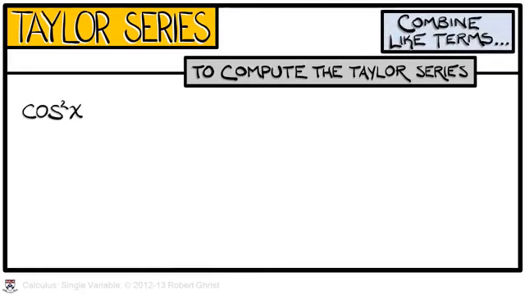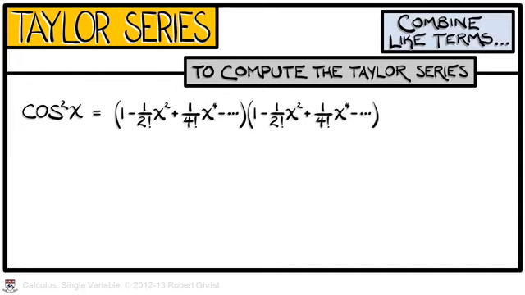There are other methods as well involving a combination of like terms. Consider the example of cosine squared of x. We know the Taylor series for cosine of x. It is the familiar 1 minus x squared over 2 factorial, etc. We can square that and then evaluate the product. How would we do so?